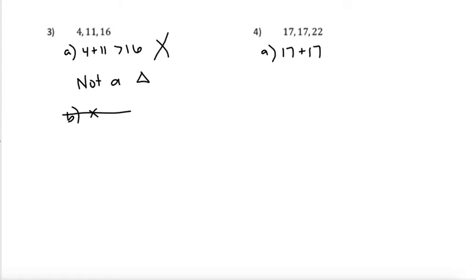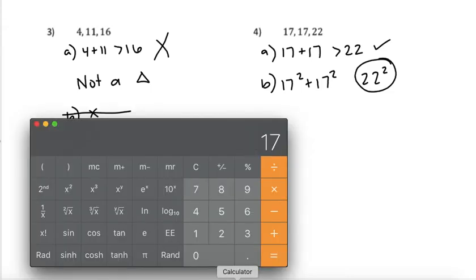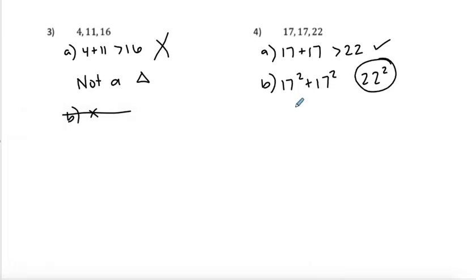So on number 4, check to see if it's a triangle. 17 plus 17, is that bigger than 22? 34 is bigger than 22. So we do want to classify this, and that's where we start to square it and compare it to the 22 squared. So I'm going to put in my calculator 17 squared plus 17 squared, and we get 578 here.